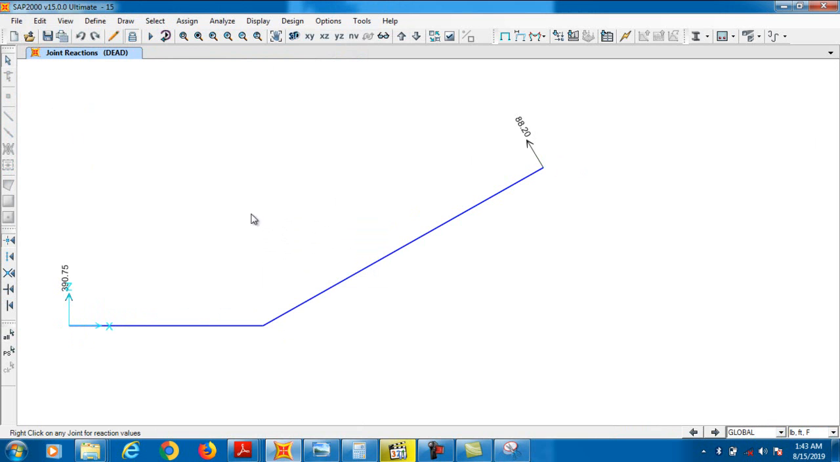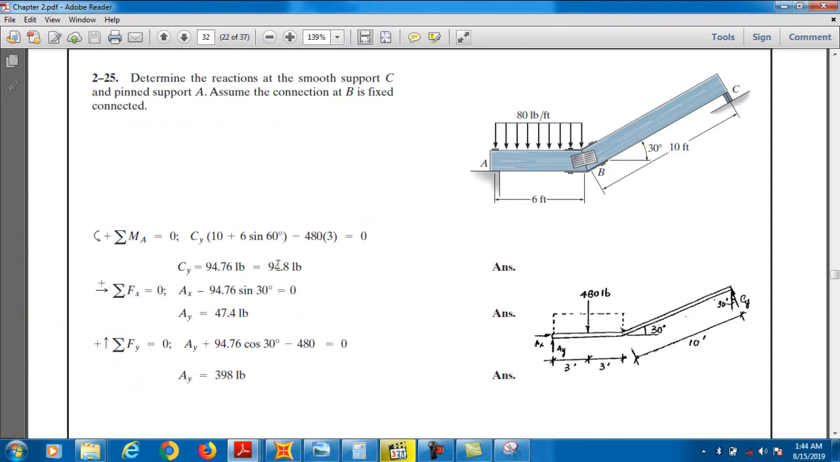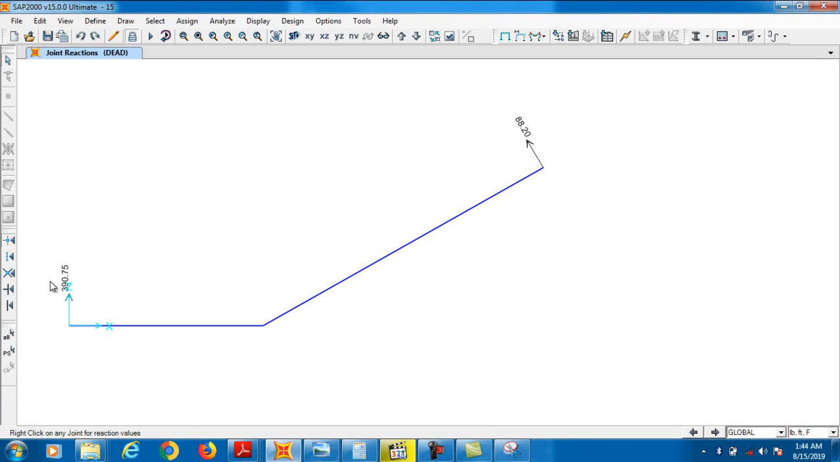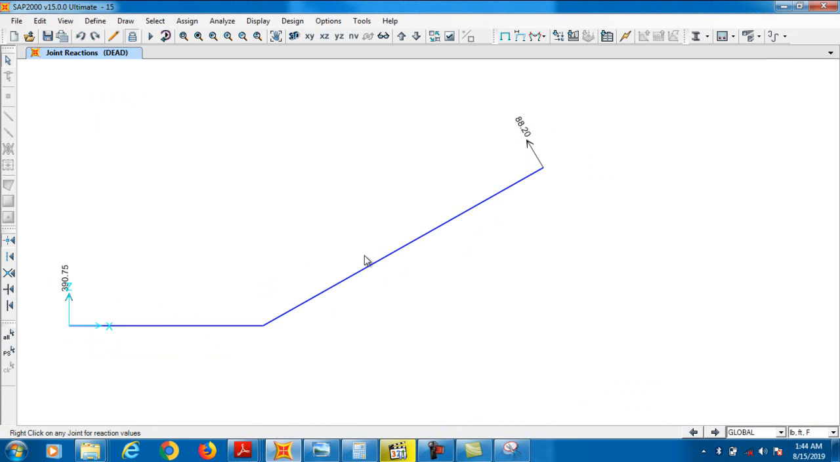This is 82.20, this is 390.75, and I think the reactions are okay. 94.8, this is your CY, this vertical reaction is CY, and this AY is basically 398 pound. Okay, AY. So AY 390, or you can say which is close, and this is 88.20, which is close to the exact answer. So this is the procedure.